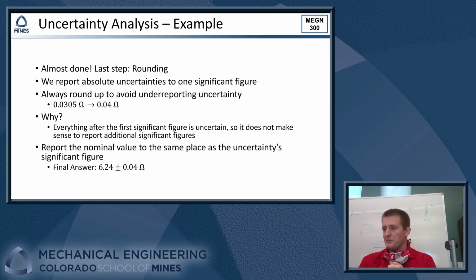All right, why are we rounding up? So we never ever want to underestimate our uncertainty. So we always round our uncertainties up. Even though normally we would round that to 0.03 ohms, we're going to round it up to 0.04 ohms just so that we're taking no chances and we're not going to say that our instrument is more precise than it actually is.